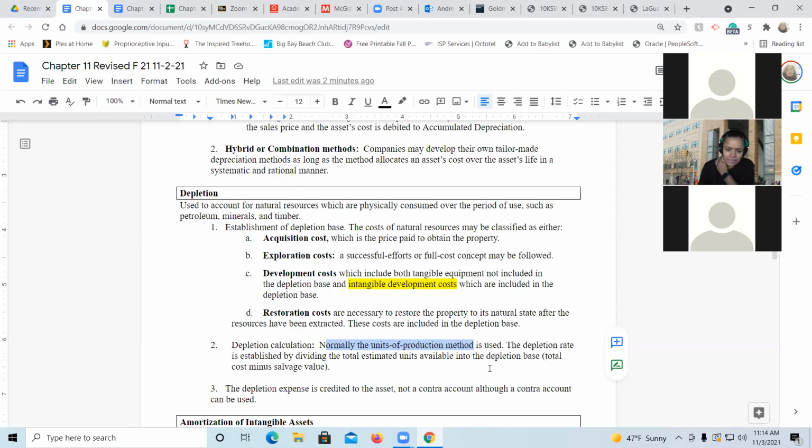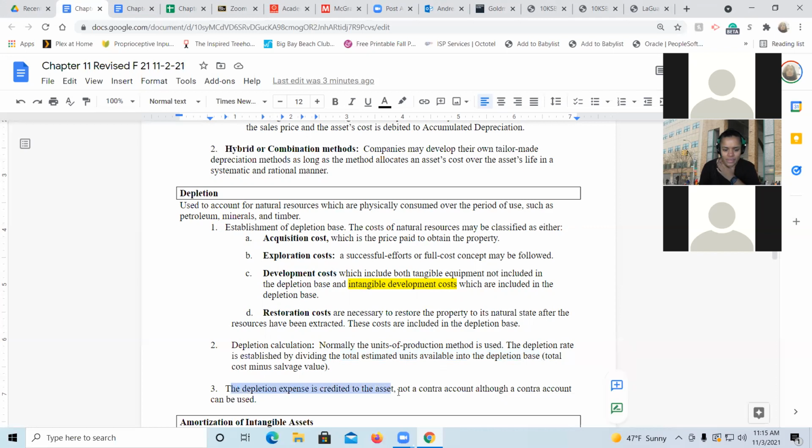And so we establish a depletion rate by taking the depletion base and dividing by the total estimated units available. And the depletion base is the total cost minus the salvage or residual value.